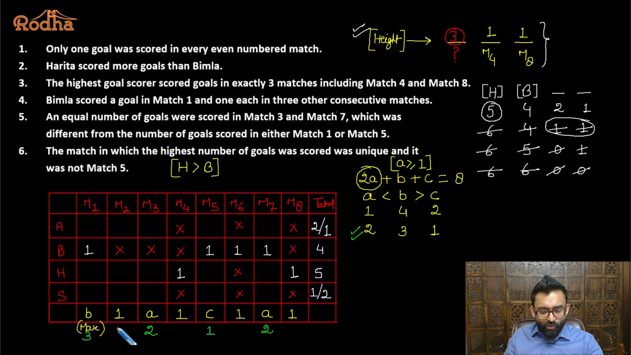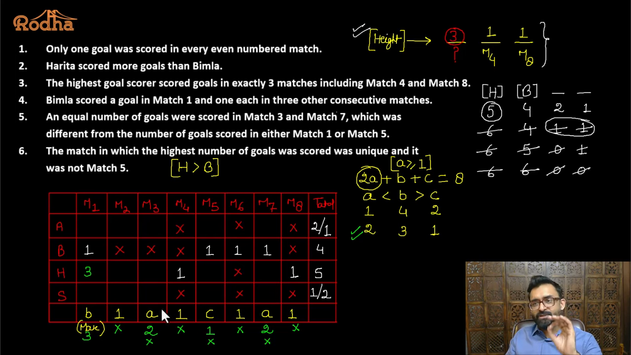So Harita cannot score 3 goals in these matches, because the total number of goals there are 2, 1 and 2. So Harita has to score 3 goals here, and if 3 plus 1 is added, that is 4, which is contradictory. So this is practically not a possible case.